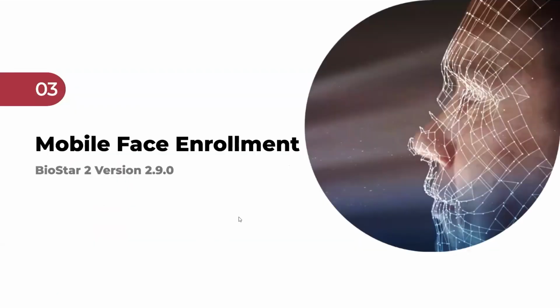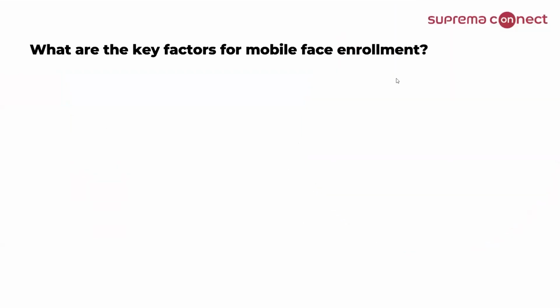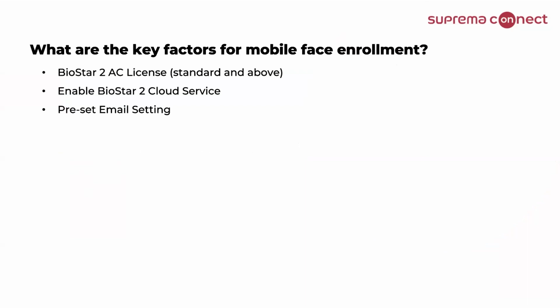Now I'll be moving on to mobile face enrollment. Let's get this concept down. What are the key factors for mobile face enrollment? What's a must factor that you must have in order to use this service? You must have a BioStar 2 AC license. The level of it must be standard and above. You must also enable BioStar 2 cloud service. And most importantly, you need to preset email settings for your users as well.